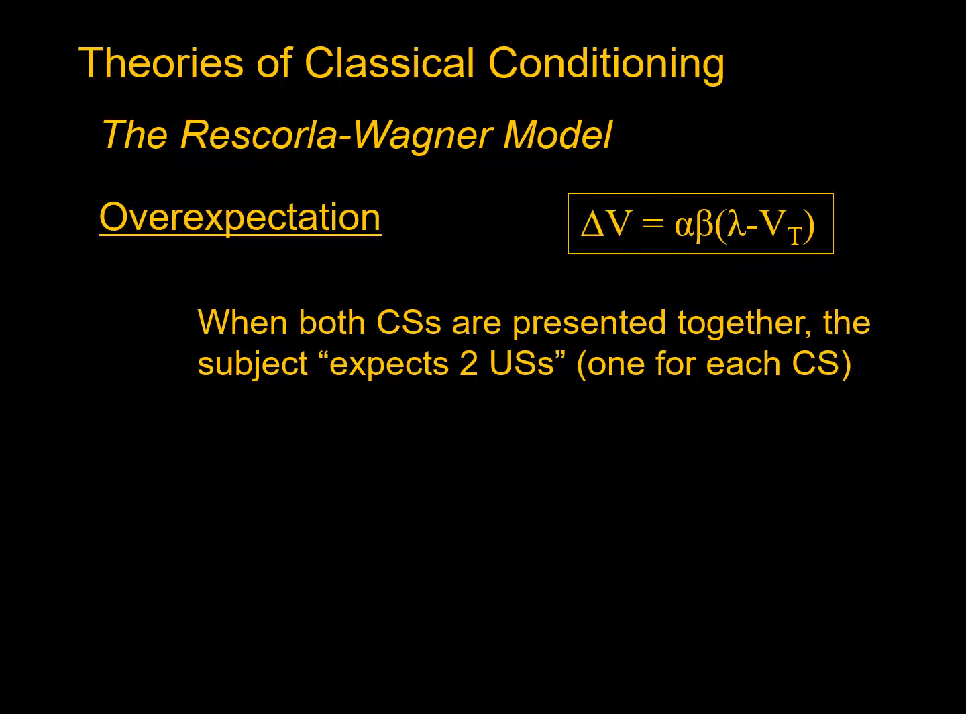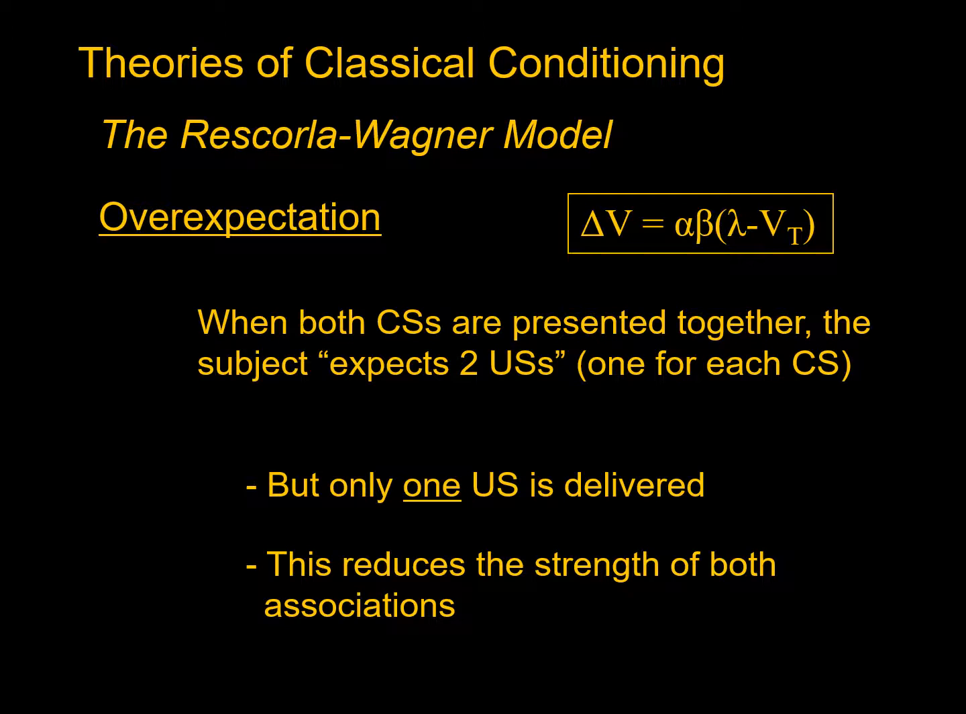Just like when he did both jobs for me, he expected two $20s, but he only got one and wasn't happy about it. Are the subjects in our experimental group, when they get to those phase 2 trials, and all of a sudden, for the first time, they see the light and hear the tone at the same time, they're basically expecting 2 shocks, but they only get one. And this is going to act to reduce the strength of both of those associations.